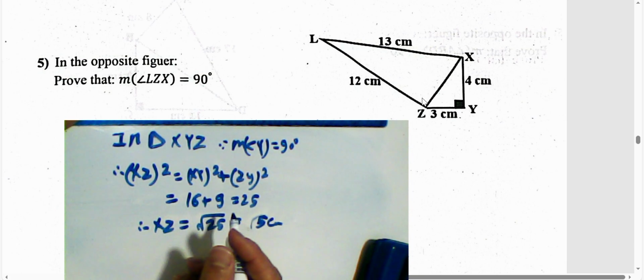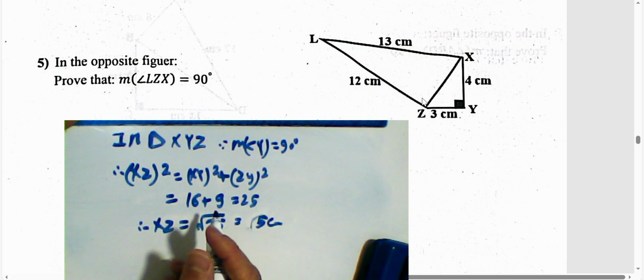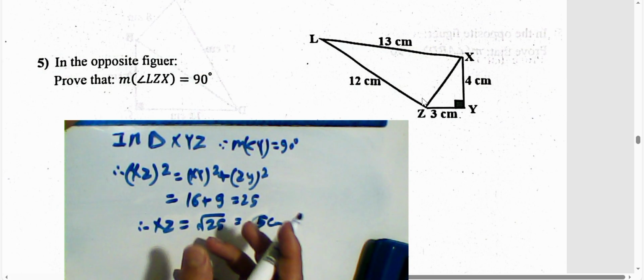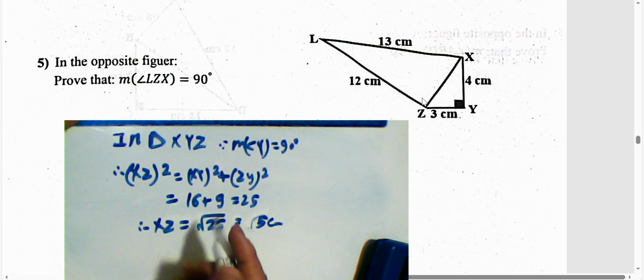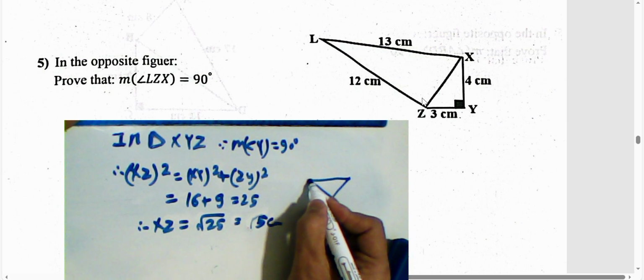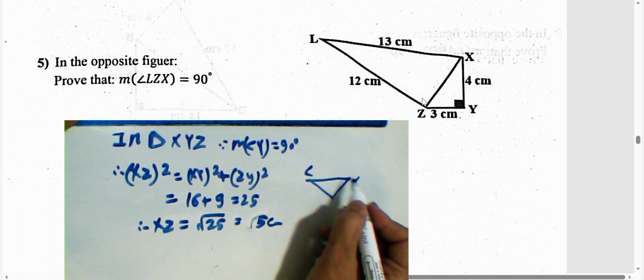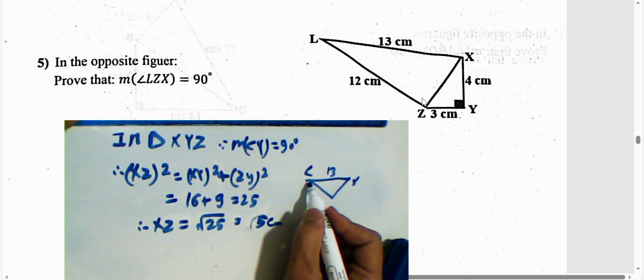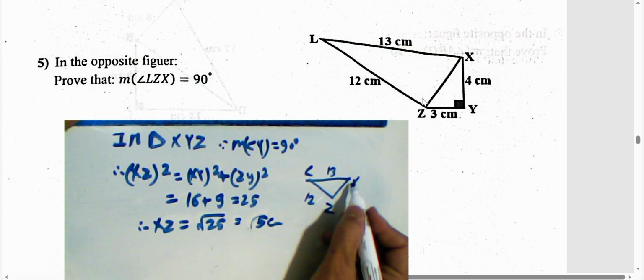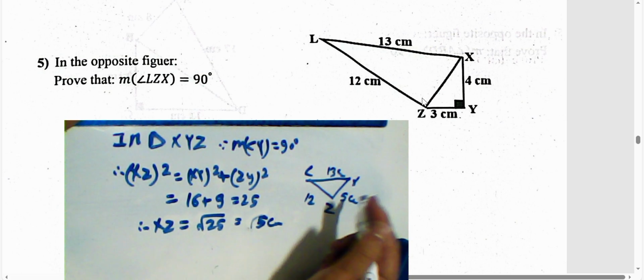Okay, in the second triangle up here, LXZ, we can prove this triangle is a right angle triangle. Look with me at this triangle. This side length LX is 13 centimeters and LZ is 12 centimeters and XZ we found to be 5 centimeters. We can prove this angle is right.